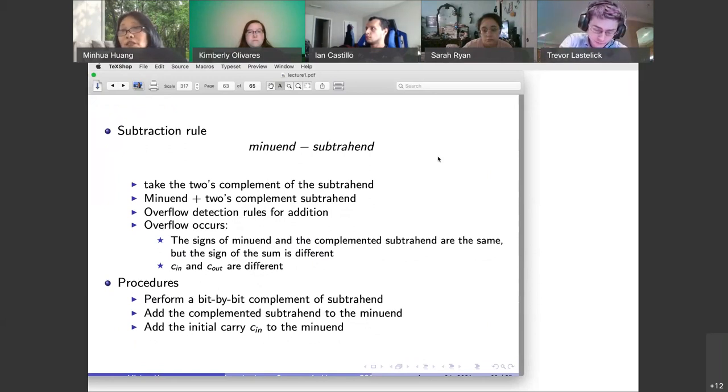For example, if we have two positive numbers and we do the subtraction, you can consider the subtrahend as having a negative sign. By this way, you just convert the subtrahend to the two's complement format as a negative number. So now the minuend plus the two's complement format of the subtrahend. Whenever you have subtraction, as long as you convert the subtrahend into two's complement format as a negative number, the subtraction can be converted into addition.